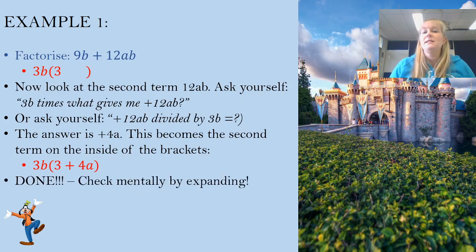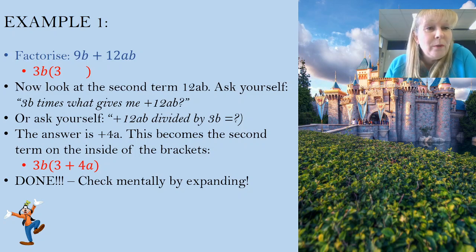Okay, I've noticed I've said it's done, but we should always check our work mentally by doing the opposite, which is expanding. So now looking at these sets of brackets, well, 3b times 3 is 9b, correct? And 3b times 4a is 12ab. Also correct. I know I'm done and I'm ready to move on.